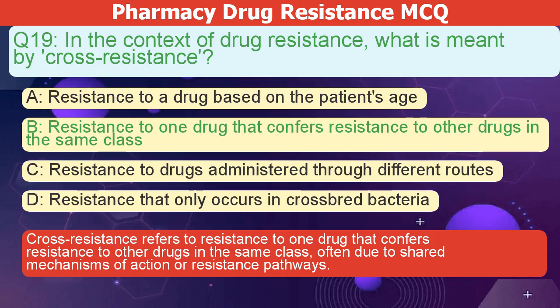The correct answer is B. Cross-resistance refers to resistance to one drug that confers resistance to other drugs in the same class, often due to shared mechanisms of action or resistance pathways.